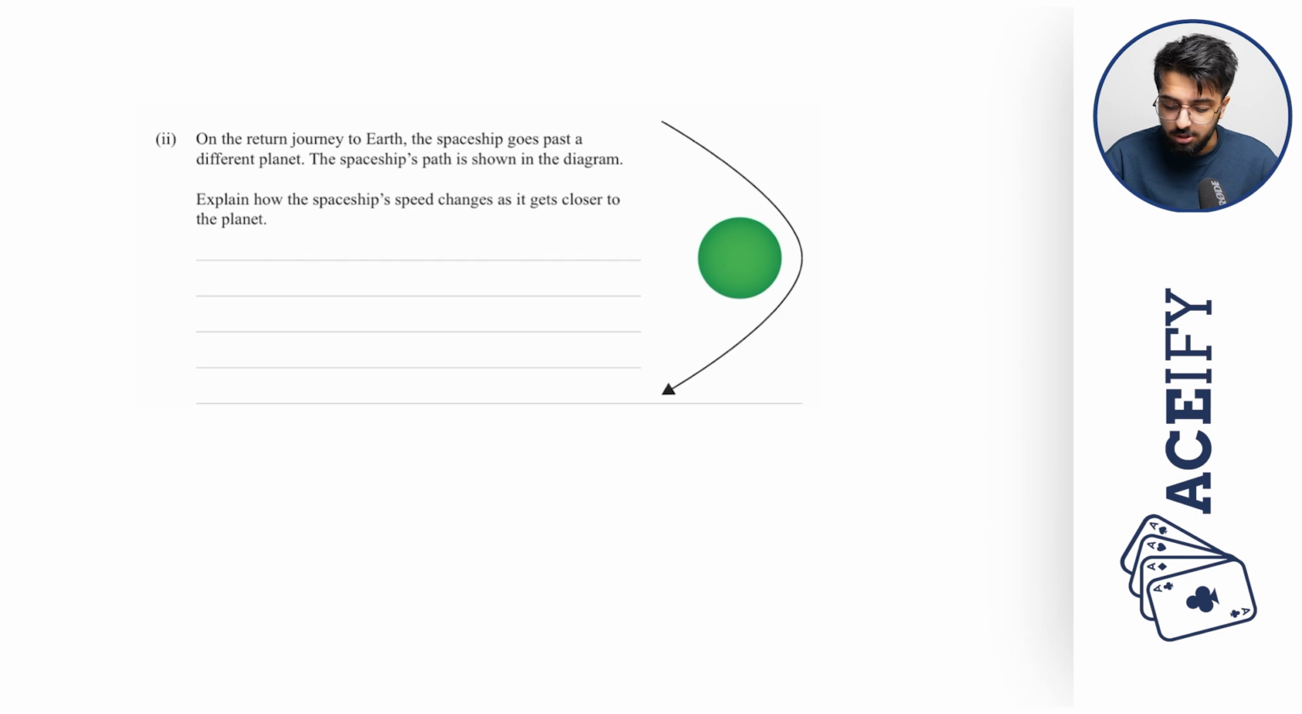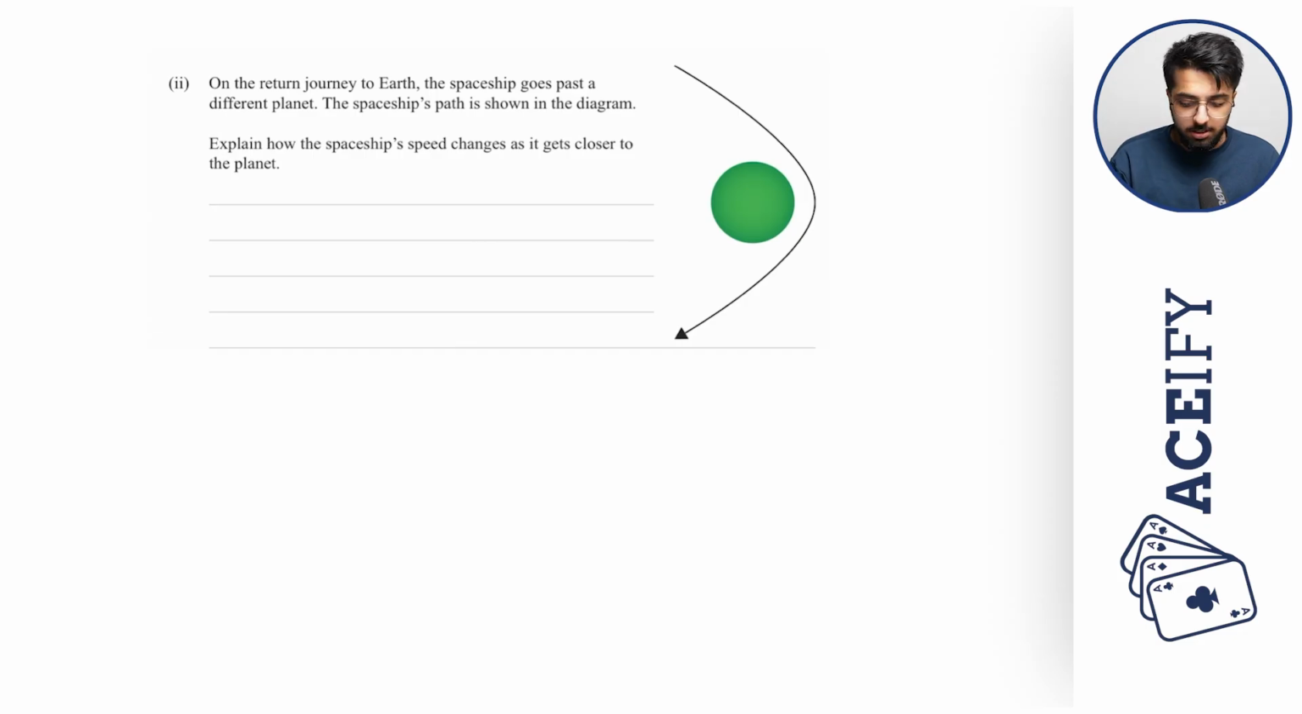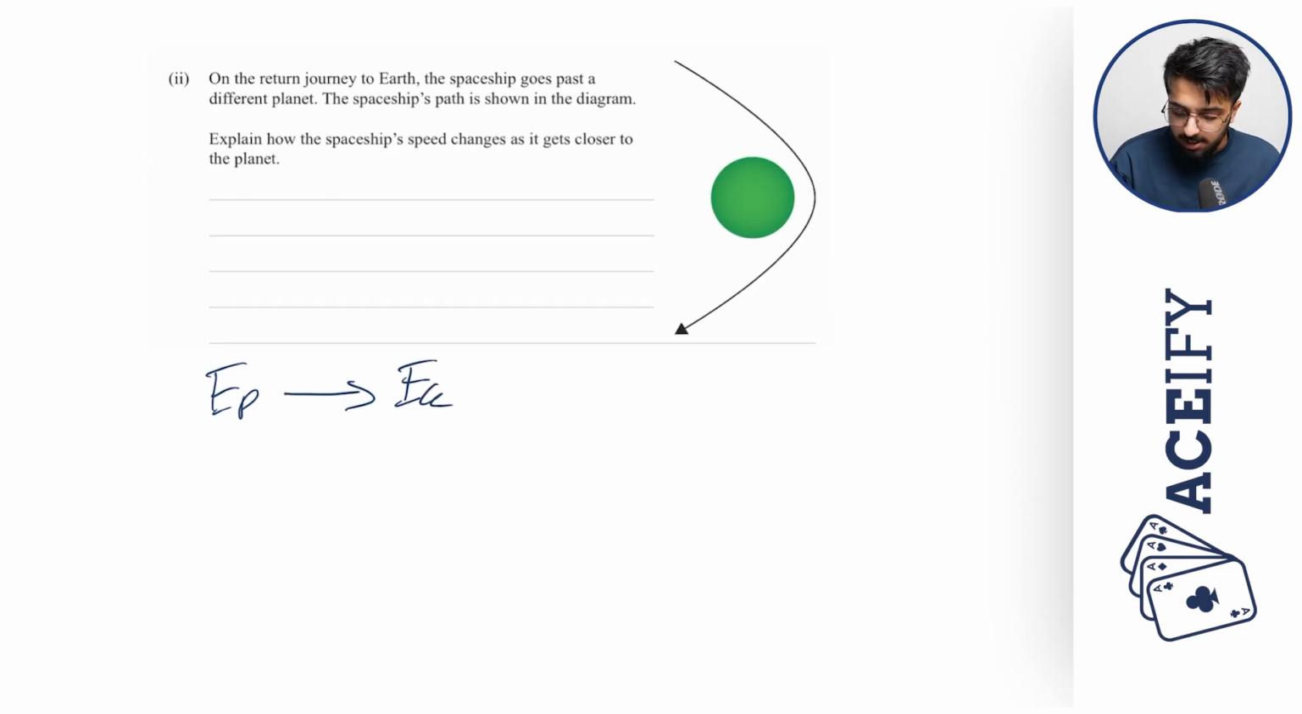On the return journey to Earth, the spaceship goes past a different planet. The spaceship's path is shown in the diagram. Explain how the spaceship's speed changes as it gets closer to the planet. So on a whole, when the spaceship gets closer, we lose gravitational potential energy and then gain EK, okay? And when we gain EK, as we know, EK is equal to half mv squared, and therefore the mass of the spaceship isn't going to change. And so if we gain EK, that only means we are getting faster. Our linear velocity is increasing, okay?